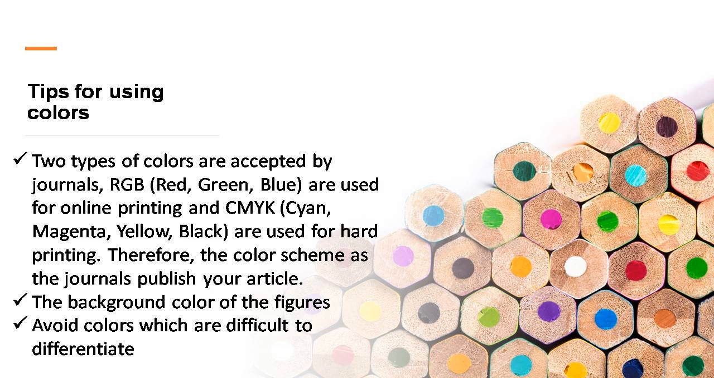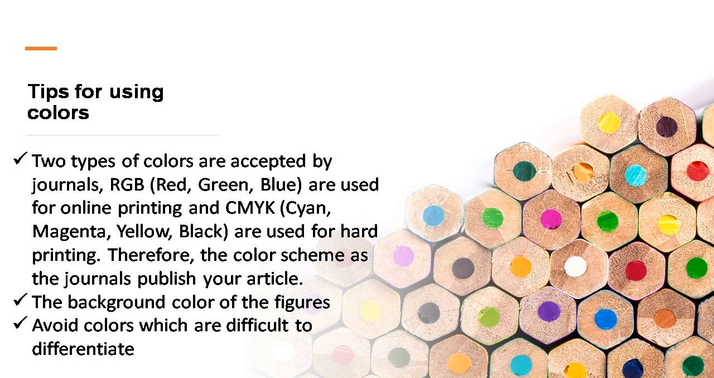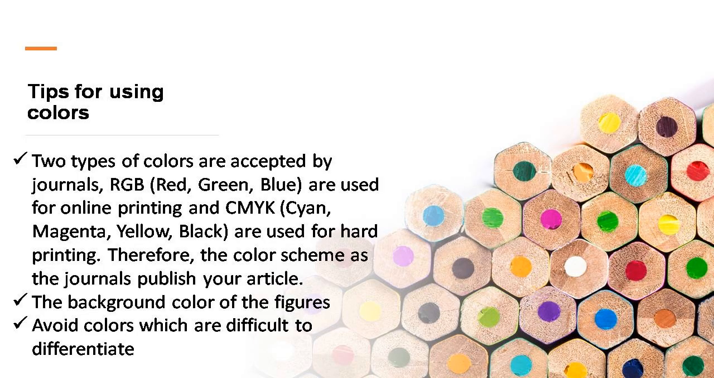There are two types of publication: online and hard copy. For publication online, usually RGB colors, red, green and blue, are used, and for printing on hard copy, usually CMYK colors are used. So you have to design your graphics accordingly, depending on whether your paper is going to be published online or on hard copy.